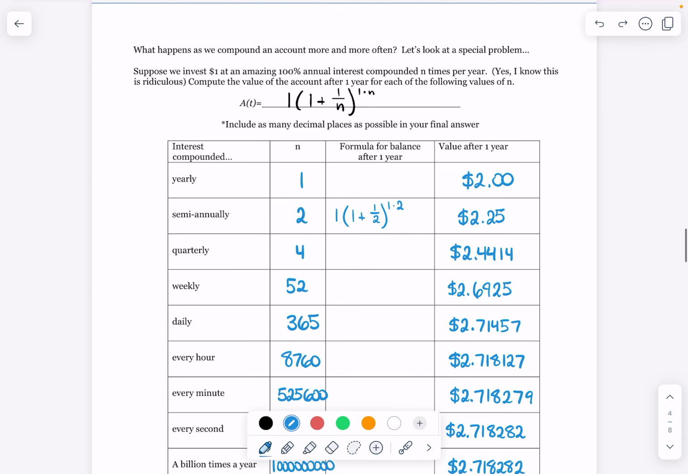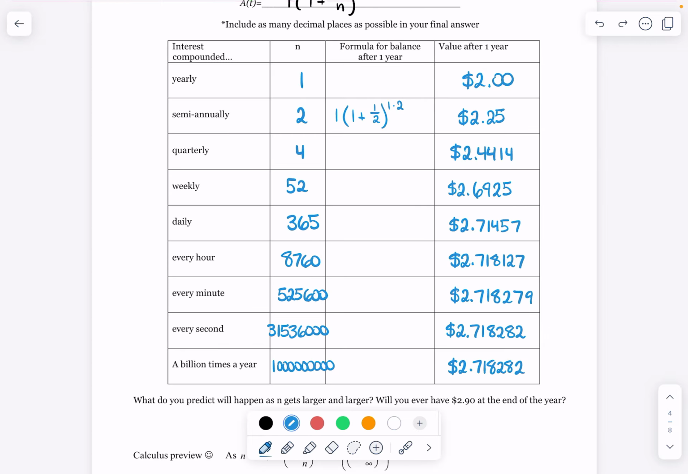Okay, I'm going to scroll down to my filled-in table so I don't have to rewrite all of that. What we can see is that as we compound more and more frequently, we make more money. It's better for me to compound twice than just once. It's better to compound weekly than quarterly. It's better to compound daily than weekly, and so on. The more that we compound, the better, because it gives the money another chance to start earning interest on a larger amount.